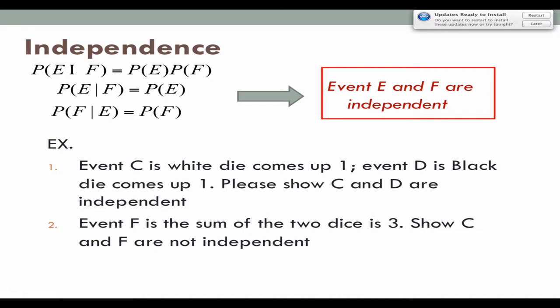equals the probability of F times the probability of C. 2/36 multiplied by 1/6 doesn't equal 1/36. That means F and C are not independent. Is that okay? If you are asked to check whether two events are independent or not, you need to go back to this special equation. If the equation is satisfied, those two events are independent.